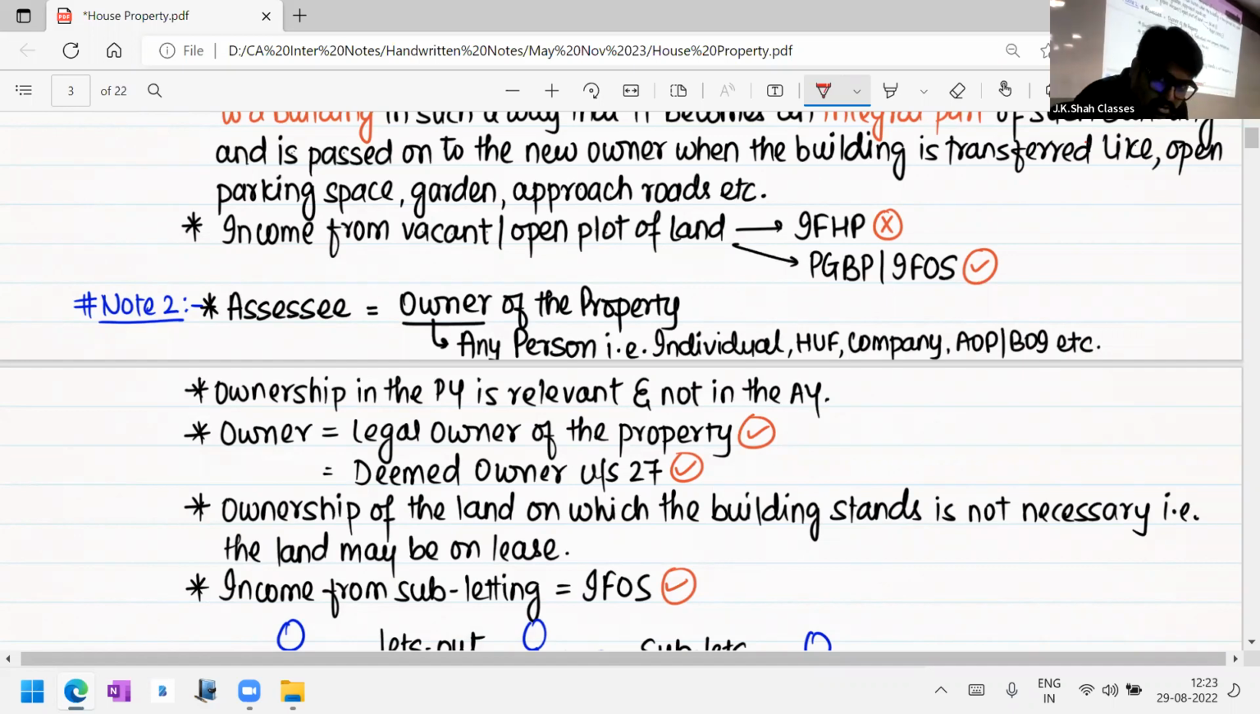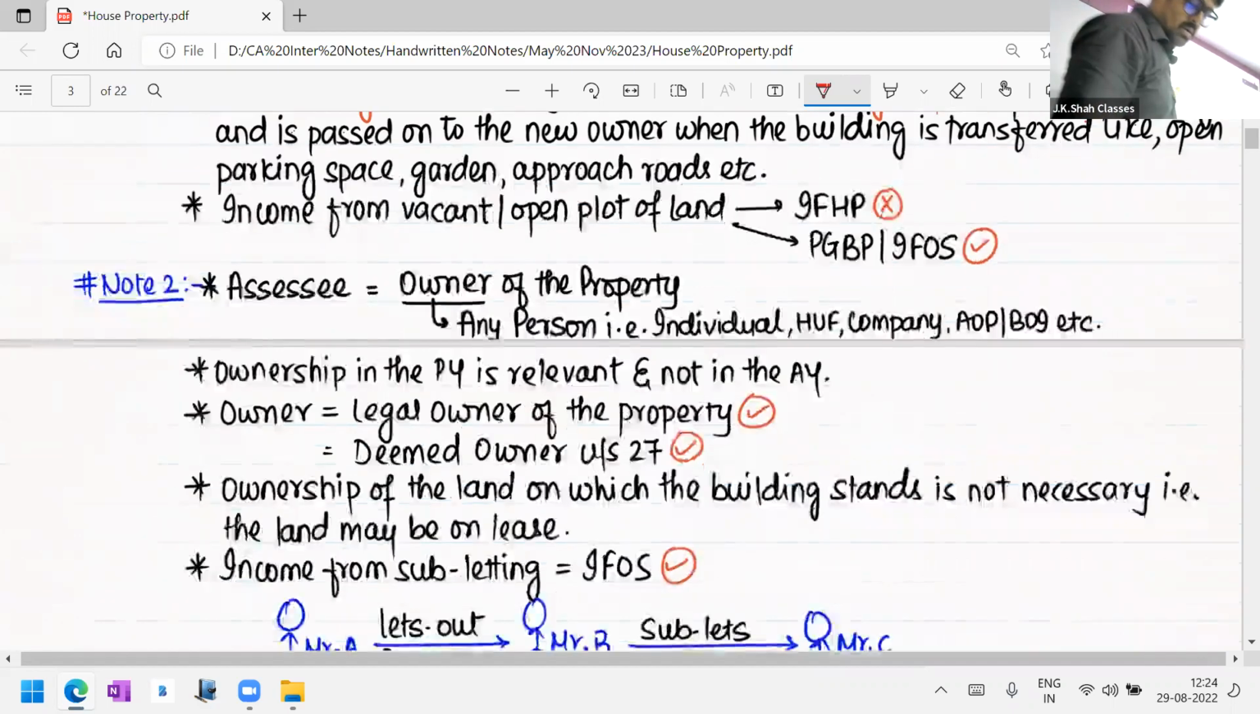Understood? So, legal ownership is required, everyone. If you are the legal owner, then only the income of the property will be taxable. What if you are not the legal owner? Usually, the income of such property is not taxable for you. But if you are covered by section 27, that means if you are deemed as the owner of that property, then also the income of that property shall be charged to tax in your hands only, even though you are not the legal owner. Understood? So what are those cases given in section 27? We'll read it at last. Okay? Now, go to the next part, this part.